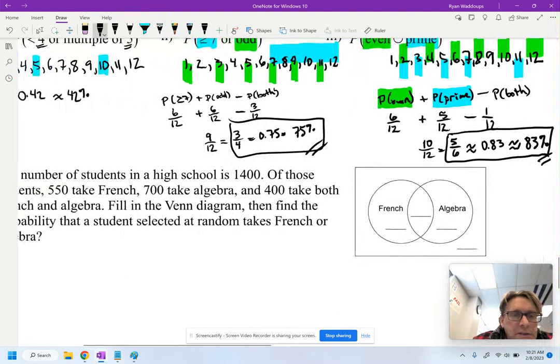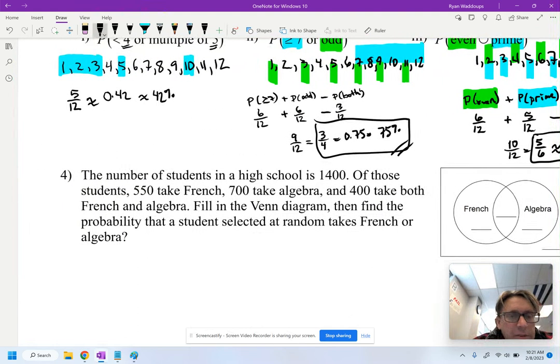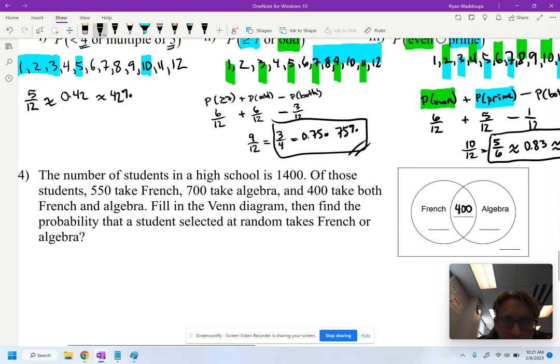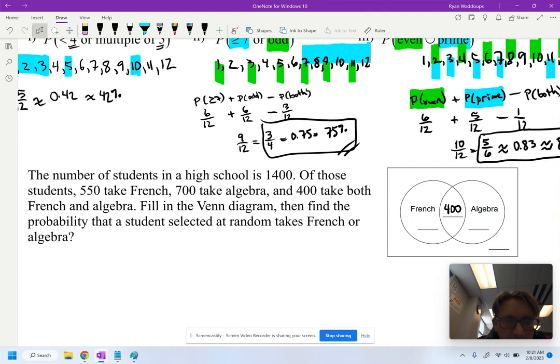All right. Let's look at an example with the Venn diagram here. The number of students in the high school is 1,400. Of those students, 550 take French, 700 take algebra, and 400 take both French and algebra. So that's the one we can place. We can place 400 right here. We can't place the 550 for French because it includes those that take both, but we can place the one that takes both right in the middle.